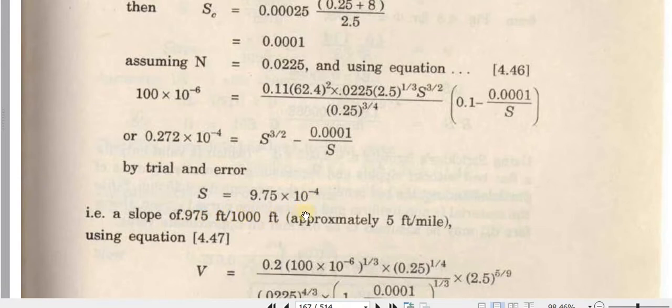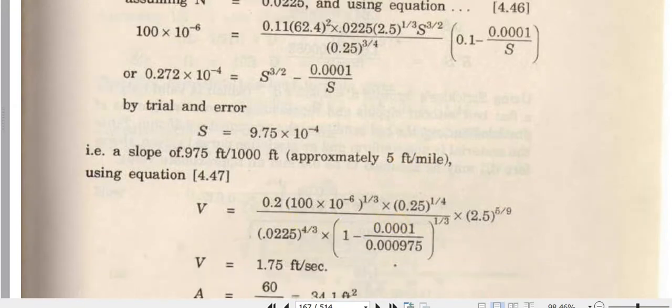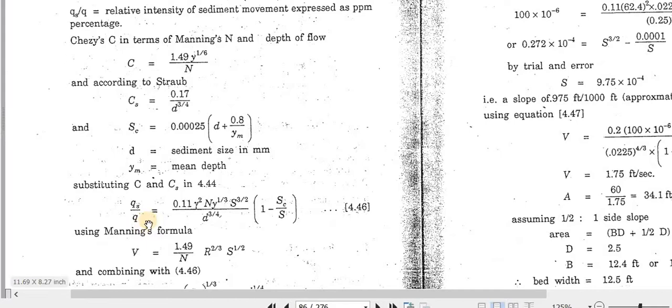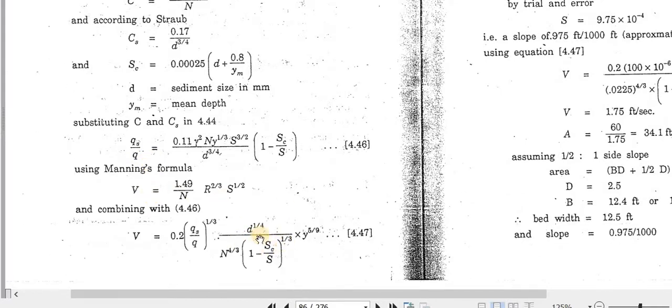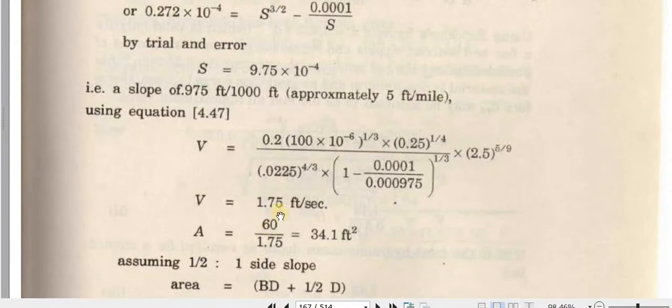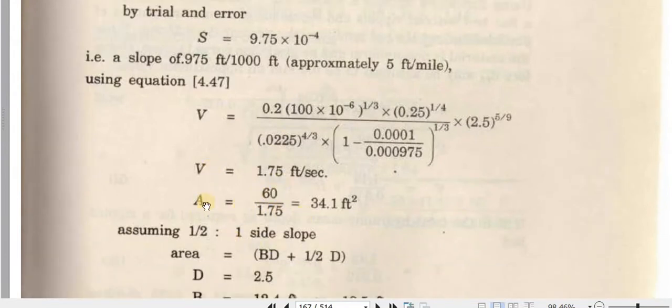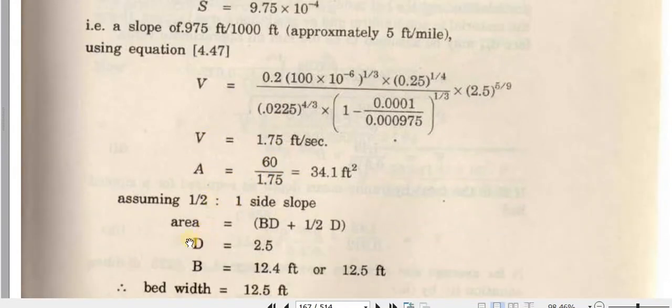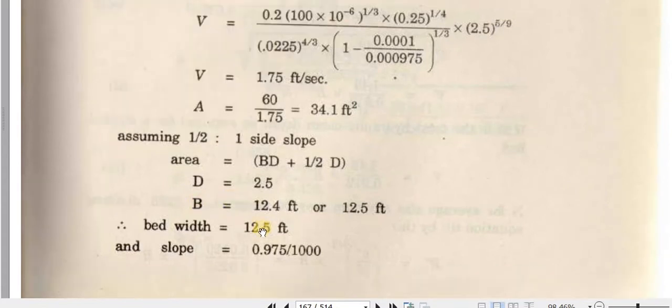0.975 divided by 1000 feet, approximately 5 feet per mile. That is a little bit higher slope. And then for the velocity equation, you can use this equation. We have every parameter, and from the velocity equation we will get velocity, and from area and bed slope, you can calculate B, the bed width, and then the slope.